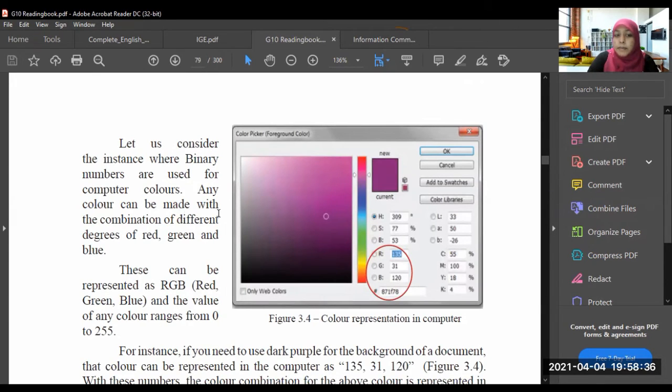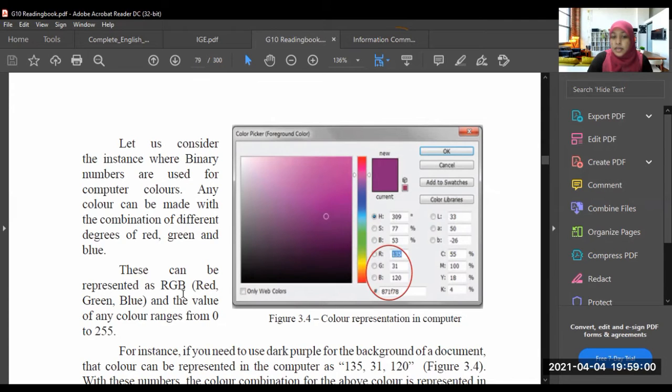Any color can be made with the combination of different degrees of red, green and blue. We call it RGB color. RGB colors are these, right? So RGB means red, green and blue. There are different combination degrees, right? If we change this number, the color will change.